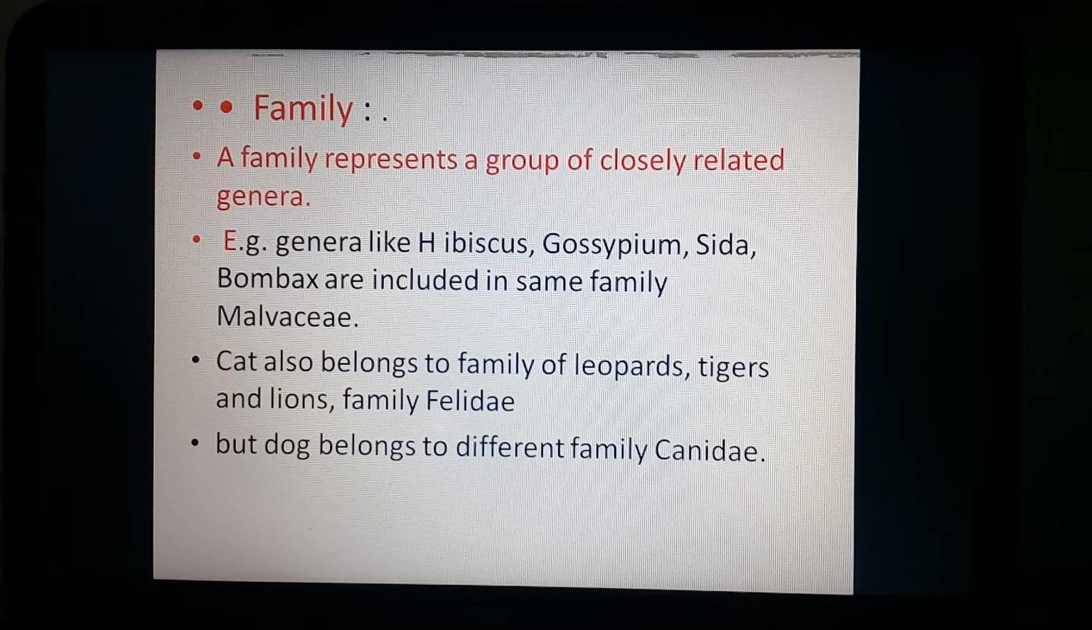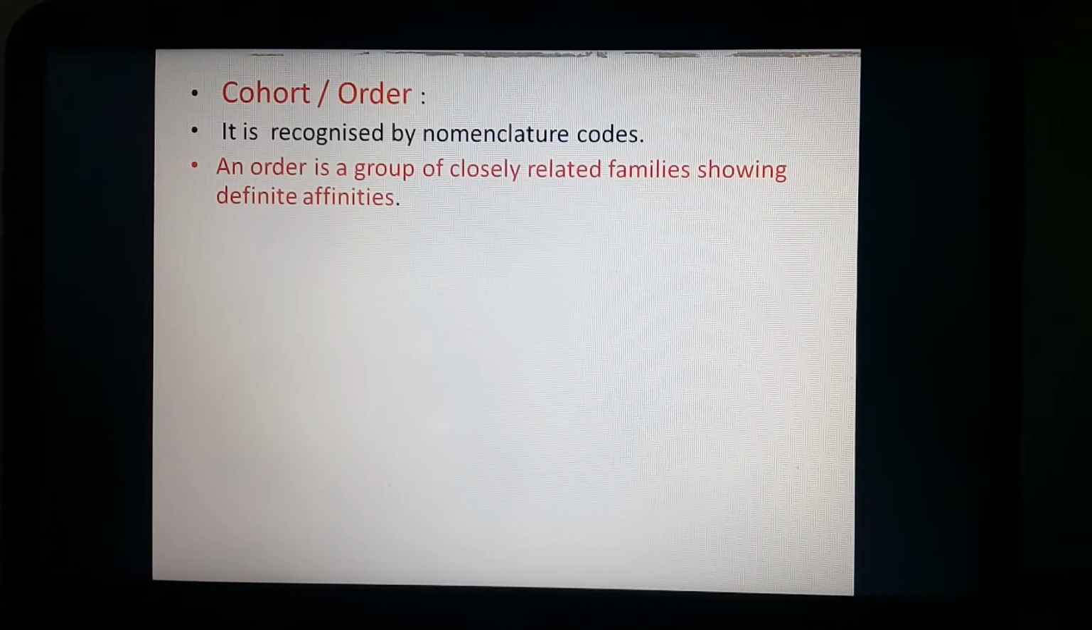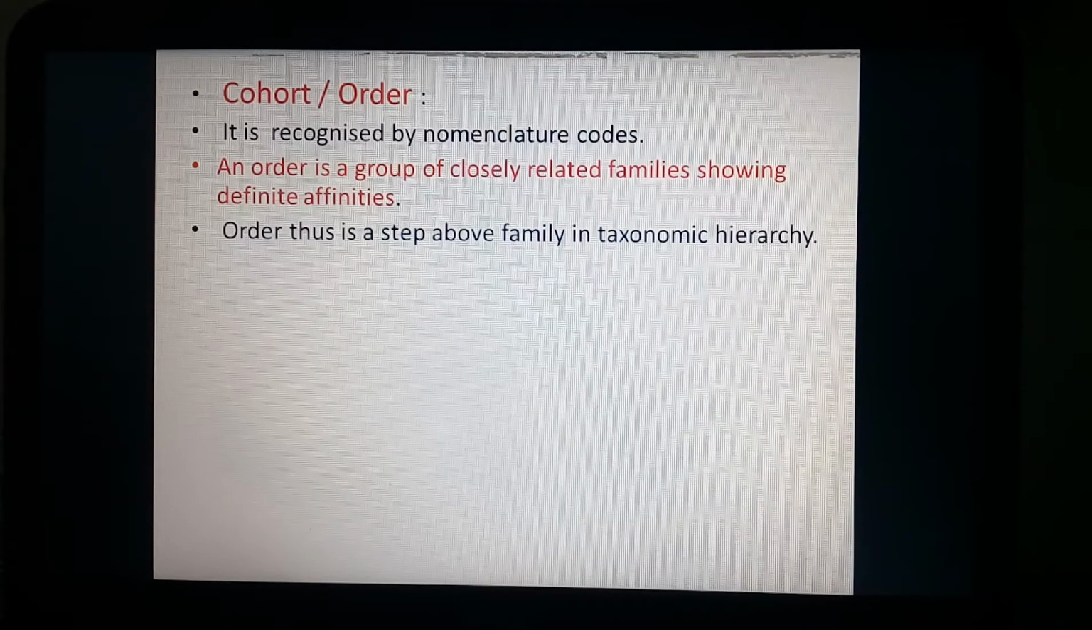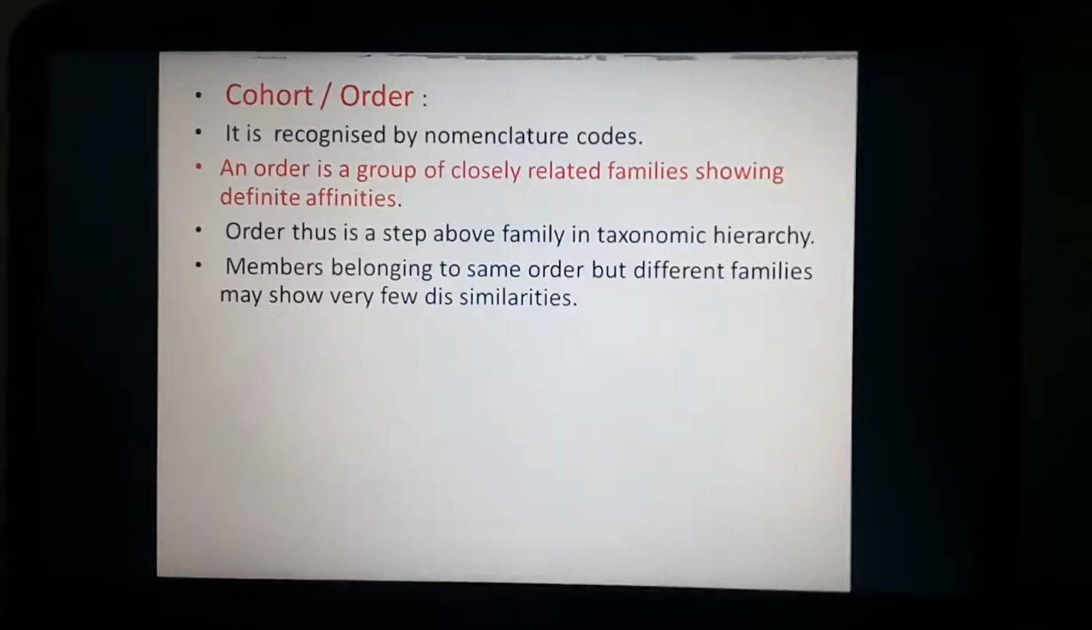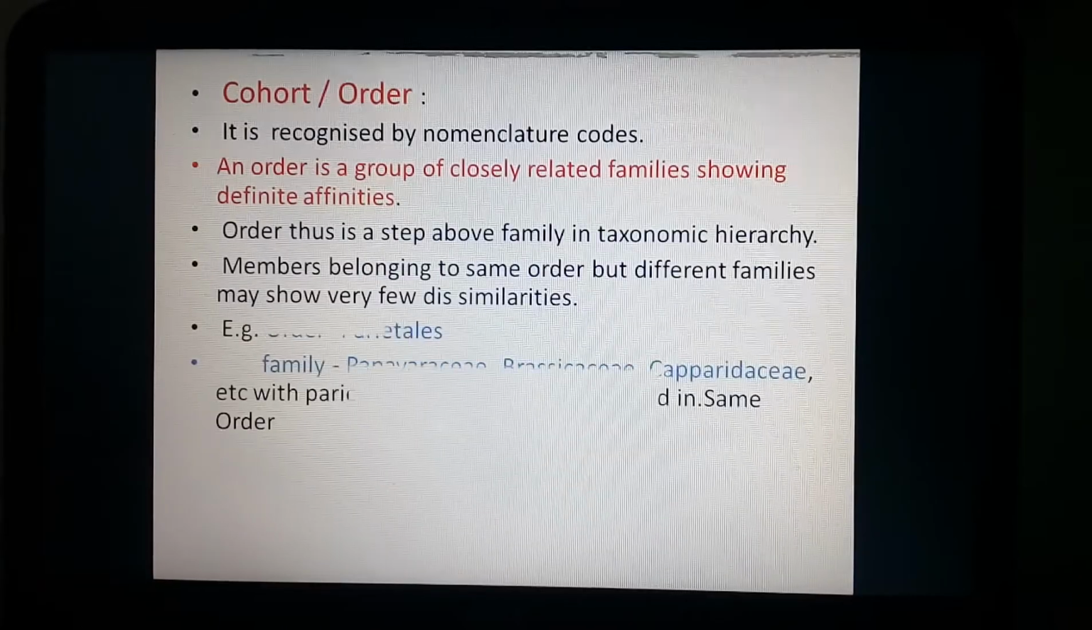Now see here how we go for classifying the animals. Cohort or order. It is recognized by the nomenclature codes. Order is a group of closely related families showing definite affinities between them. Order thus is a step above the family in the taxonomic hierarchy. Members belonging to the same order but different families may show very few dissimilarities.